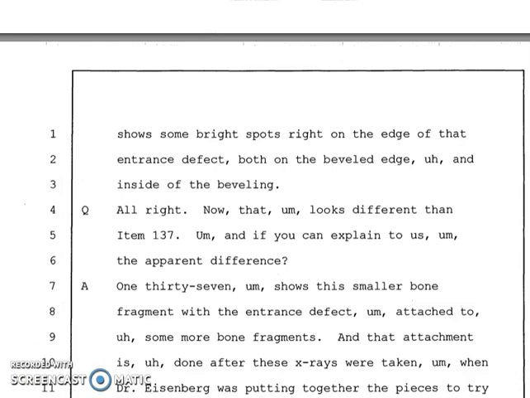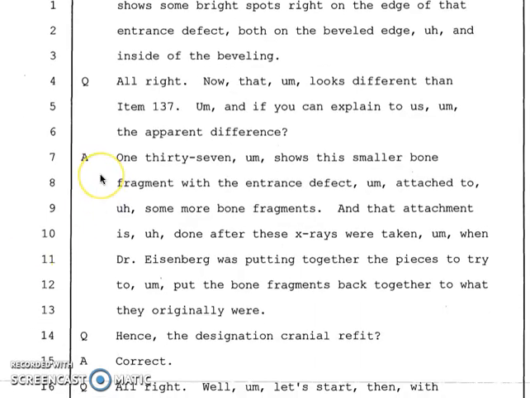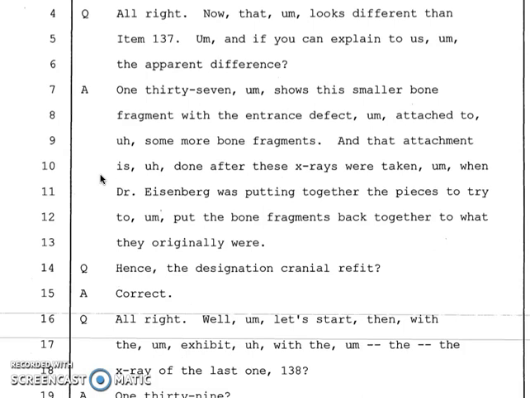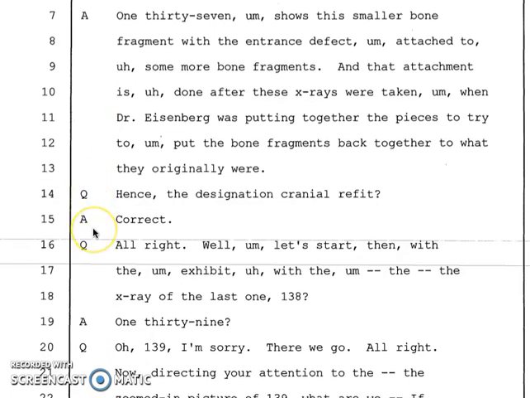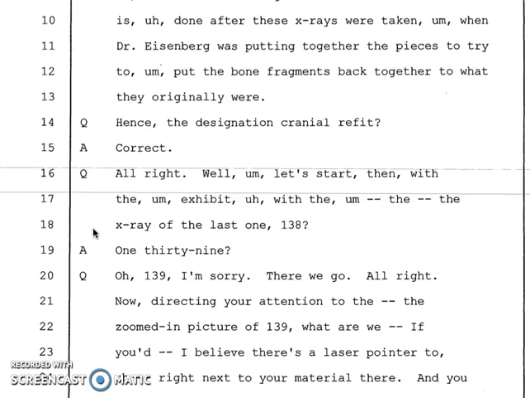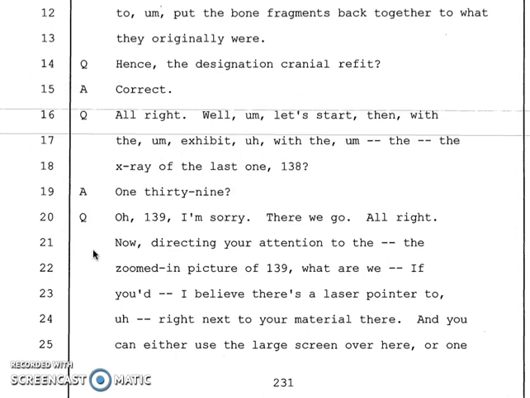All right, now that looks different than item 137, and if you can explain to us the apparent difference. 137 shows this smaller bone fragment with the entrance defect attached to some more bone fragments. And that attachment is done after these x-rays were taken when Dr. Eisenberg was putting together the pieces to try to put the bone fragments back together to what they originally were. Hence the designation cranial refit? Correct. All right. Well, let's start then with the exhibit with the X-ray of the last one, 138, 139. Oh, 139. I'm sorry. There we go.